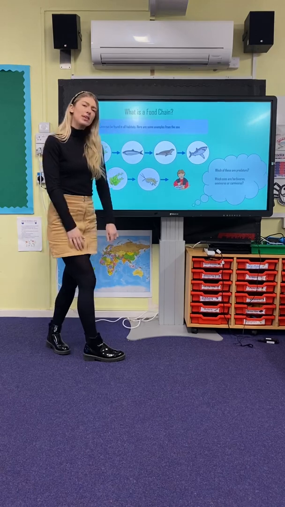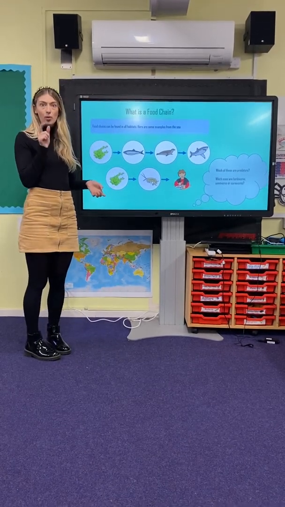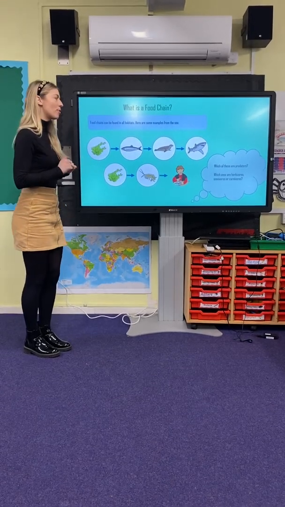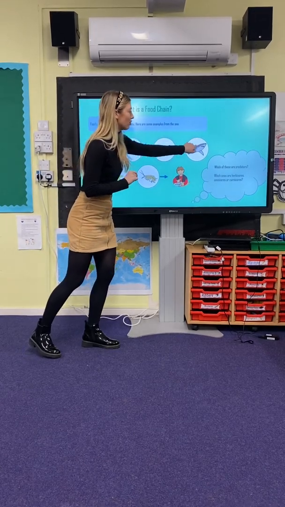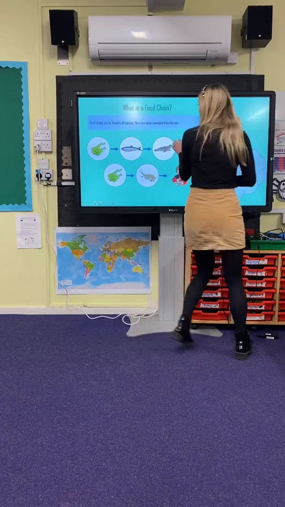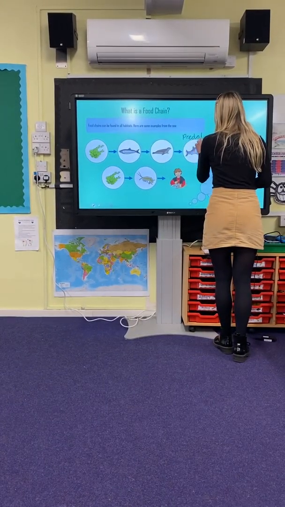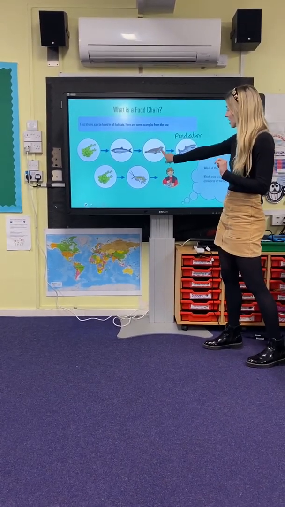Now, let's think about these questions. Which of these are predators? Think back, you might want to check your glossary. Which of these are predators? So remember, a predator is an animal that eats another animal. So this shark would be a predator, wouldn't he? Let's label him as a predator. So I've lost my pen, guys. You'll have to excuse my scruffy handwriting with my finger. He's a predator because the shark is eating the seal.